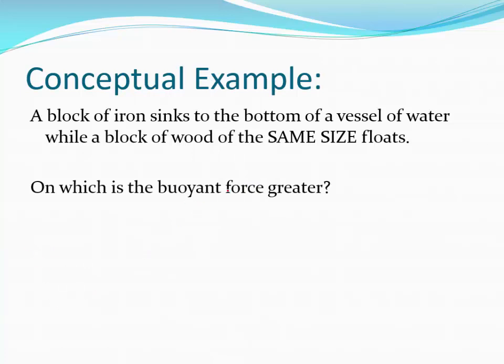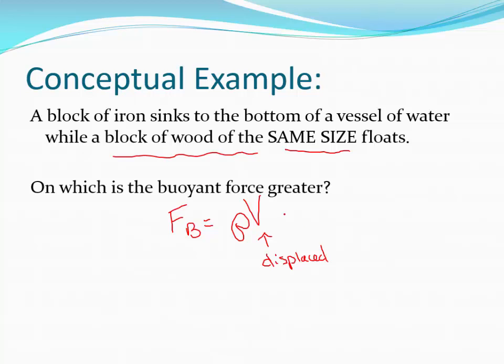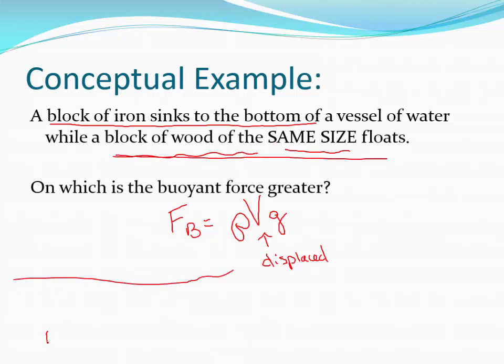But it's very tempting to say that the block of wood experiences the greater buoyant force because it's floating. But remember that buoyant force is equal to the density of the water times the volume of the displaced water times gravity. So in which case, when a block of iron sinks to the bottom or a block of wood floats, here's our water, here's our iron down here at the bottom, here's our wood up here at the top, at which one of these will the buoyant force be greater?